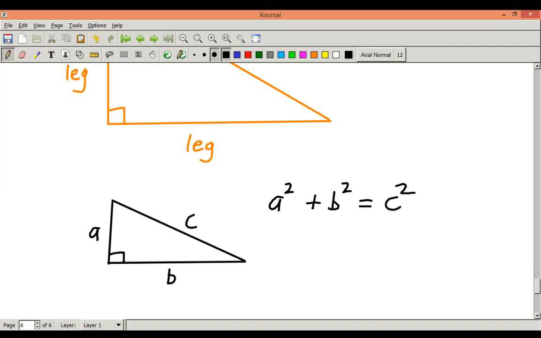Then finally, we ended up with the parts of a right triangle and the most important theorem of all geometry, which is the Pythagorean theorem, which says in a right triangle, the square of the leg plus the square of the other leg is equal to the square of the longest side, the hypotenuse.